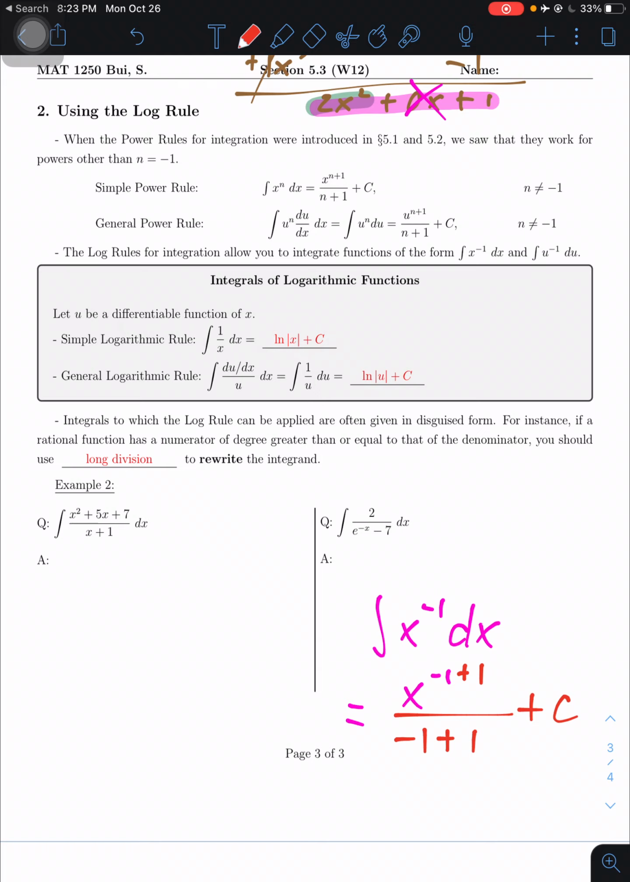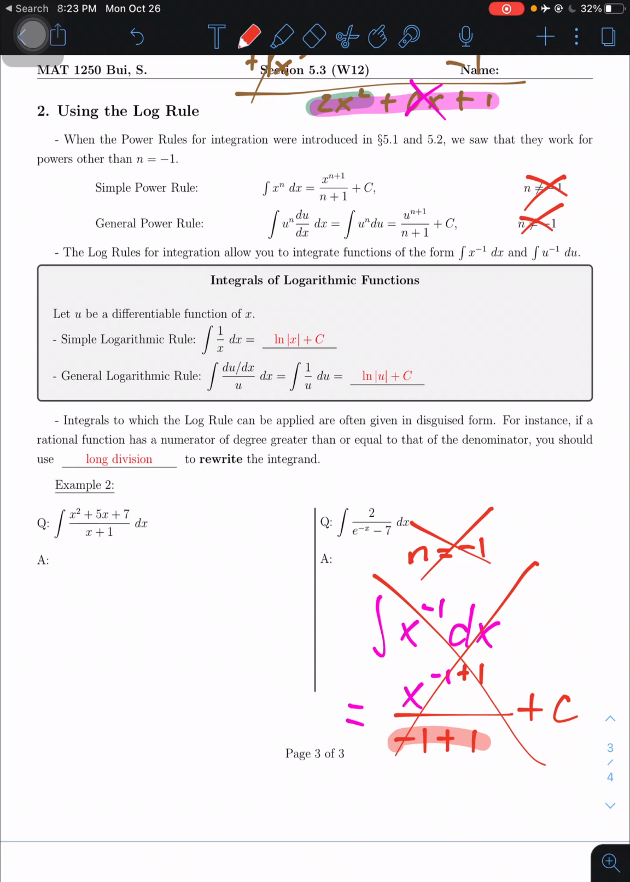But if you notice, this thing in here is a problem, right? Because we cannot have a 0 on the bottom, and -1 plus 1 is actually 0. So that's why it doesn't work for the case of n equals -1. And in general, the general power rule doesn't apply when n equals -1 either, for the same reason.